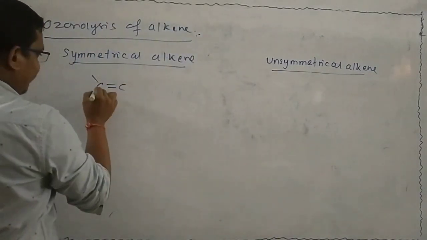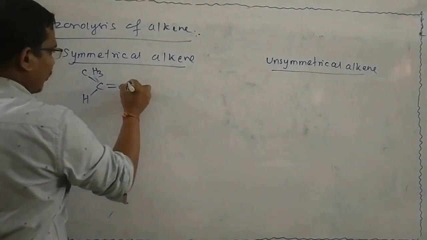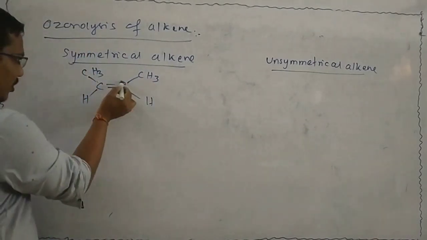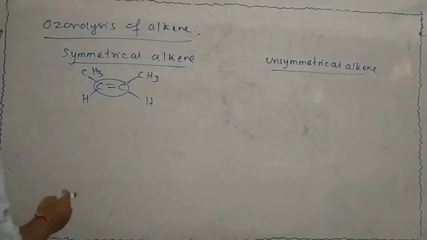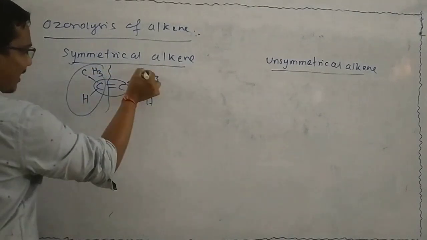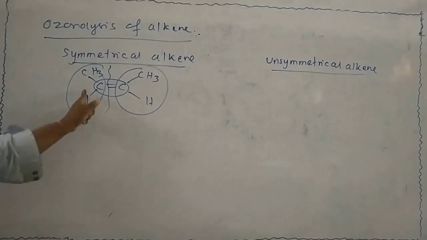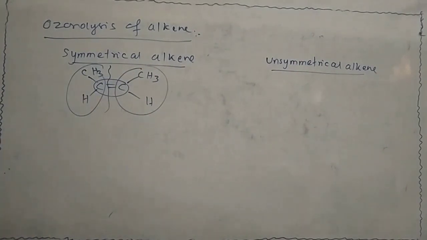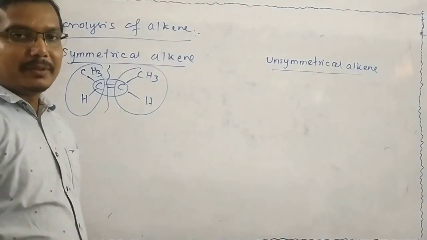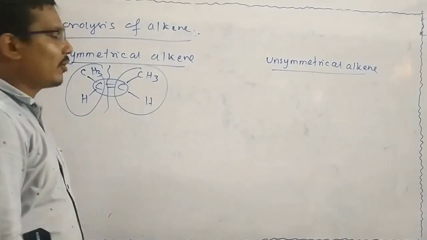Suppose take an alkene. If you think about the double bond, this is your double bond. If you want to cut it like this, then the left side part is this, the right side part is this. Now these two parts are similar, so it is said to be a symmetrical alkene. When a plane is passed between the two double bond carbon atoms and the two parts are equal, then they are called symmetrical alkene.